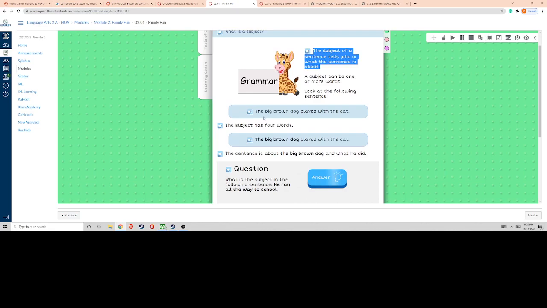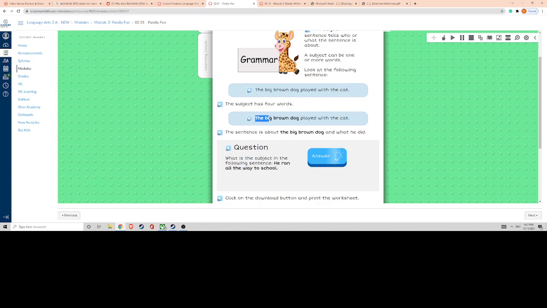Okay, so let's take other examples. The big brown dog played with the cat. The subject has 4 words. So can you guess what is the subject here? The big brown dog. This is the subject. I'm describing the dog, so the description is part of the subject. The big brown dog. Okay?